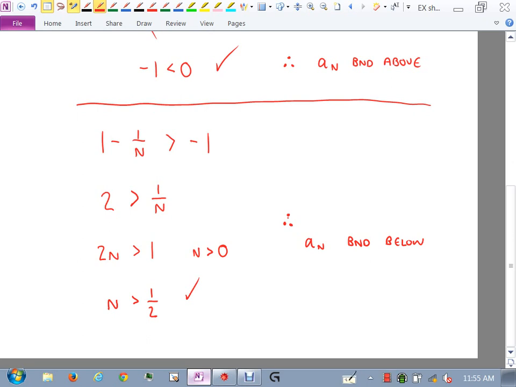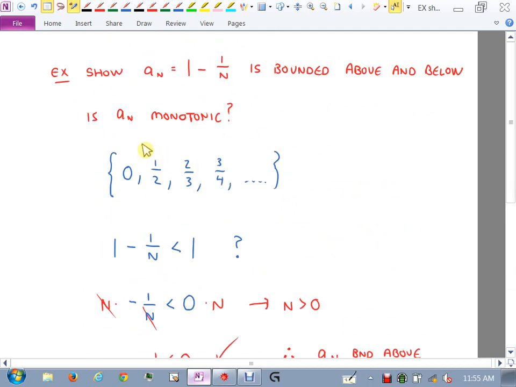I need to now show what? It asks me, is it monotonic? Well, again, I need to look at this and convince myself whether or not I think it is. So it starts at 0, gets bigger: 1/2, bigger: 2/3, bigger: 3/4, bigger: 4/5. Looks like they're getting bigger, right? Bigger and bigger. So I'm guessing that maybe this is increasing, right? Is it increasing? So check this out. My guess is I think a sub n is increasing. Again, I'm kind of thinking that looks like what's happening.